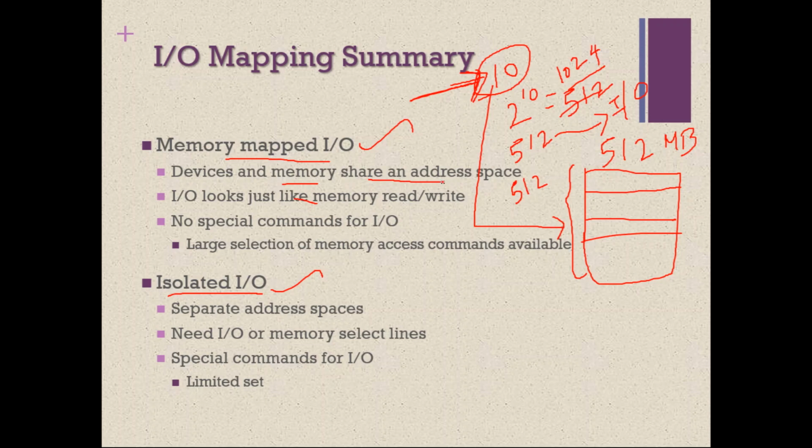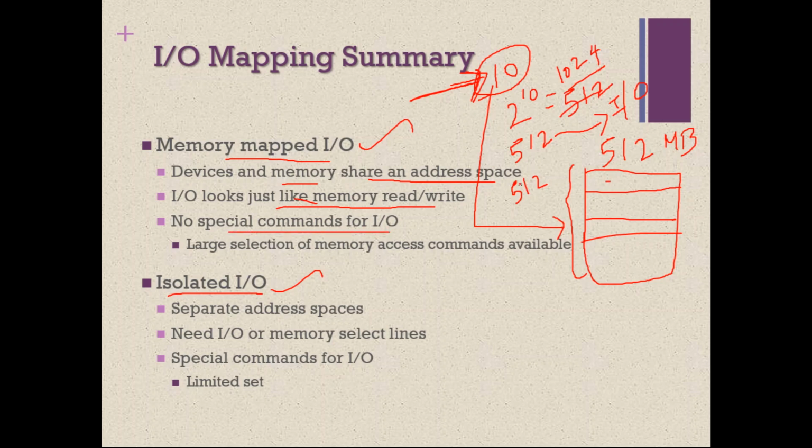Devices and memory share the same address space. IO looks just like a memory read or write. In this case, the processor cannot differentiate which is a memory read operation and which is an IO read operation, because we are using the same address bus. Some addresses will refer to memory, some will refer to the IO device. So the processor will not be able to differentiate whether it is a memory read or write, or an IO read or write. Also, there will not be any special commands for IO operation.